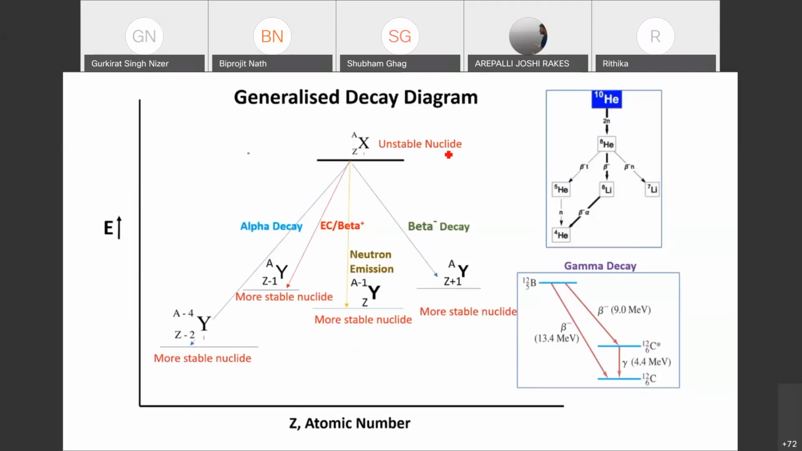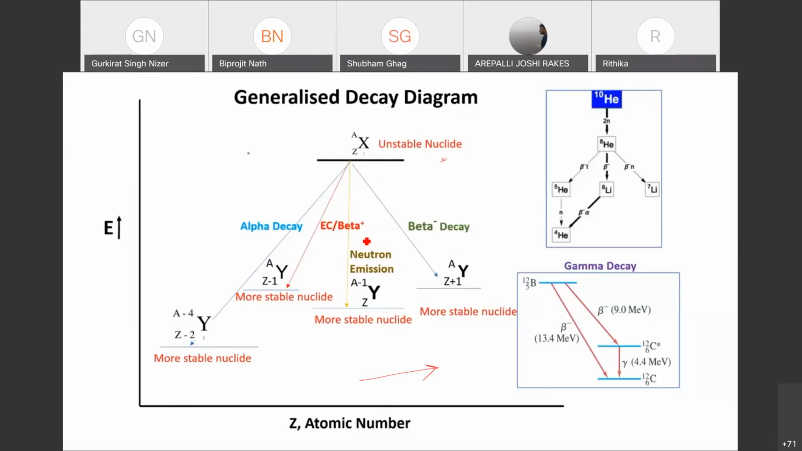That's the unstable nucleus over here, and it can decay through multiple ways. For example, it goes through beta minus decay. What goes on in beta minus decay? A proton is being added over here. You can see there is one more proton, and that's why we are shifting towards the right hand side, because we are increasing the atomic number. That's the scale on atomic number Z. In beta minus decay we are increasing the number of protons, so we have to shift towards the right side.